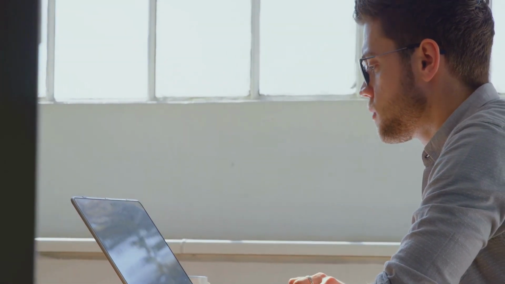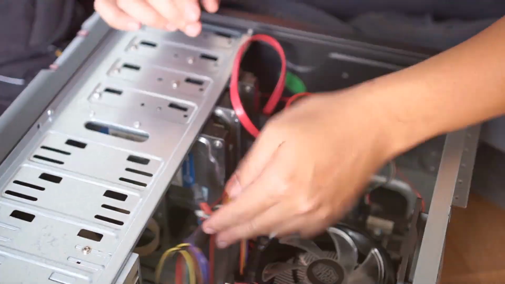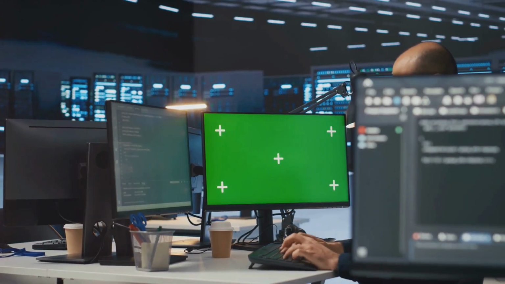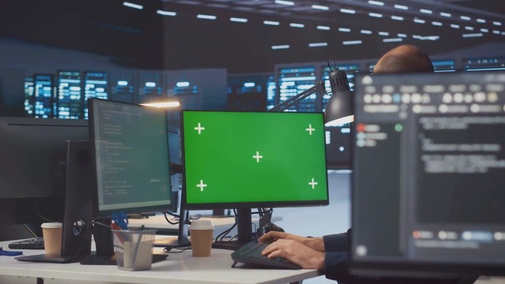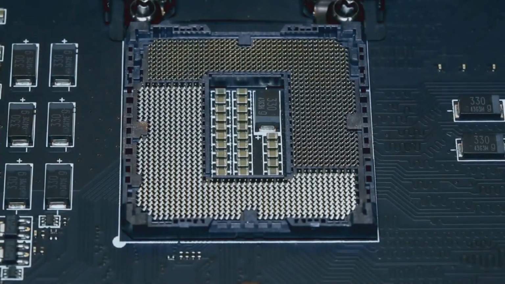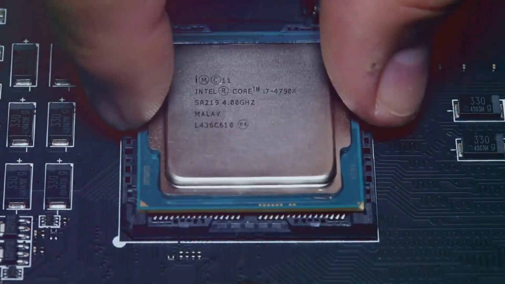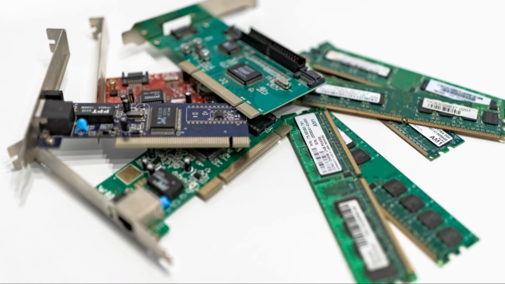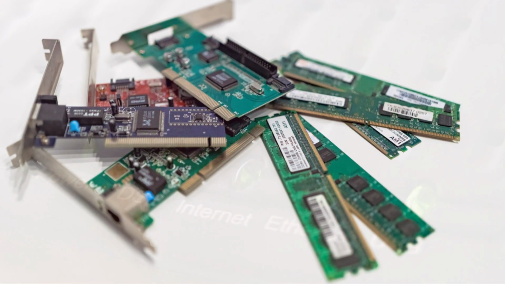So, what is a computer? At its core, a computer is an electronic device that processes data, performs calculations, and executes commands based on instructions from software programs. Computers come in various forms, including desktops, laptops, tablets, and even smartphones. They consist of key components like the central processing unit or CPU, memory, often referred to as RAM, and storage devices.